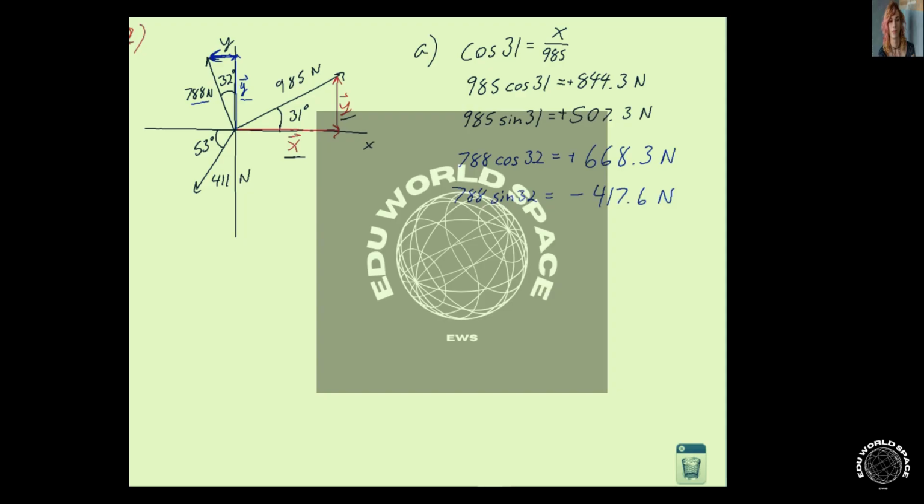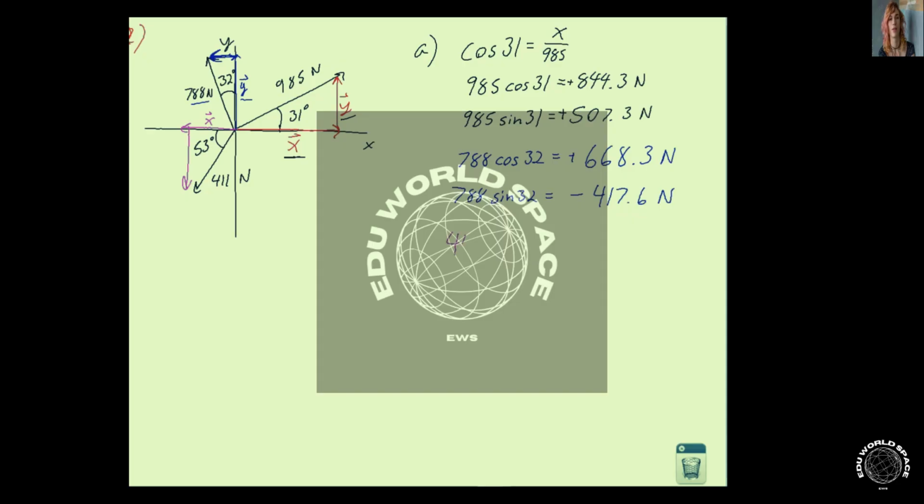Let's go ahead and now do the 411 Newton vector. We have our y component pointing straight down. Actually, let's not do it that way because we're given the 53-degree angle over here. So let's instead do this triangle. We've got the x component pointing that way. We've got the y component pointing straight down. So let's attack the x component first. That is the side adjacent to 53, and we have the hypotenuse.